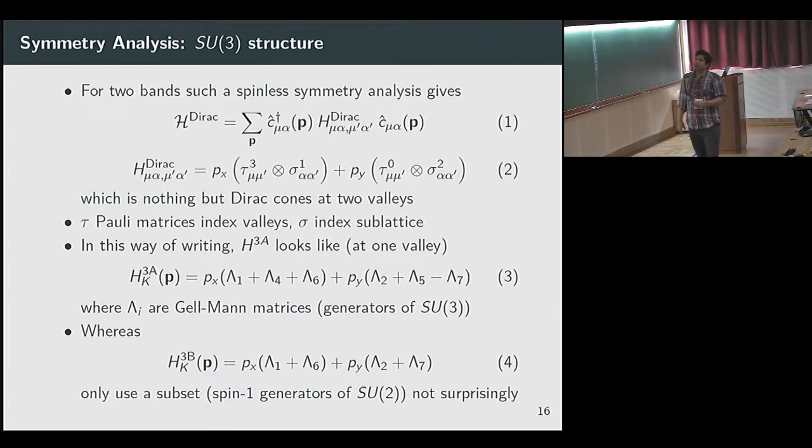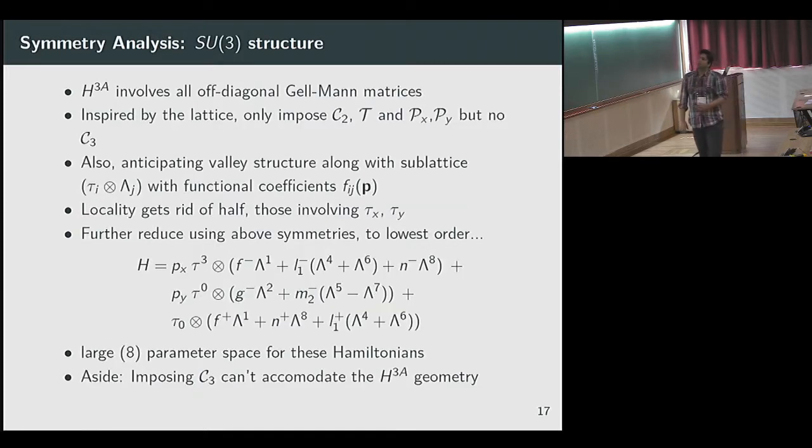So first of all, in this way of writing, I can write this model Hamiltonian H3A in this form. So the point is it involves all of diagonal matrix elements of these Gell-Mann matrices, which are the generators of SU3, whereas this other thing that I had written in the spin 1 case actually just used the spin 1 generators of SU2, not surprisingly. So that is the point. That, from a symmetry point of view, this involves all of diagonal matrices. And then I need to find out, consistent with the symmetries of the lattice that I'm anticipating, what are all the space of Hamiltonians that will come out.